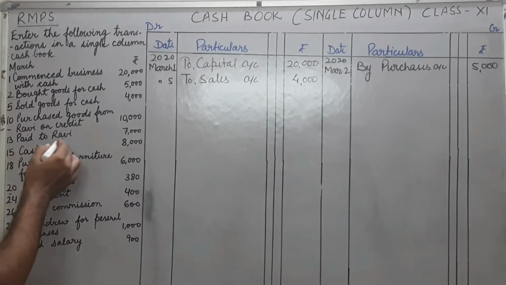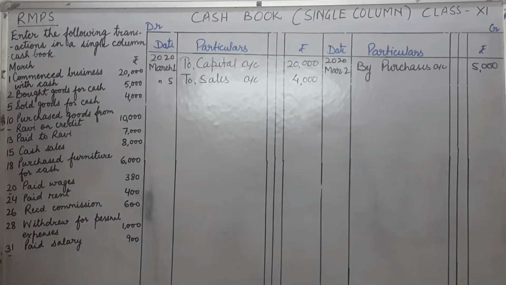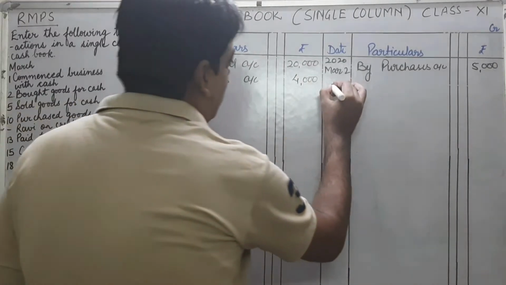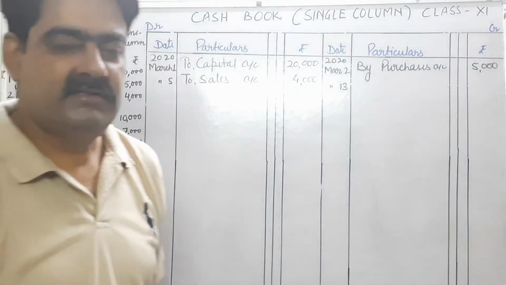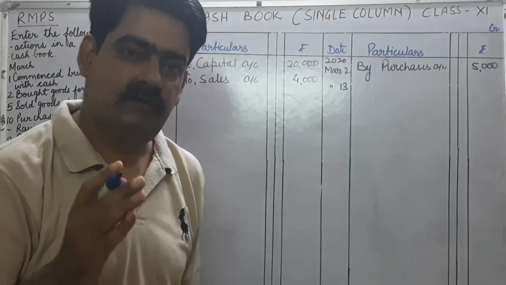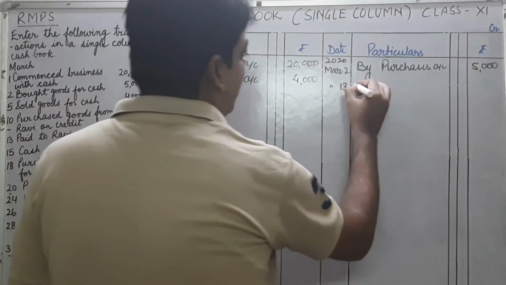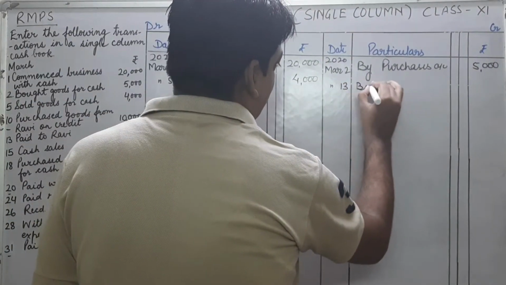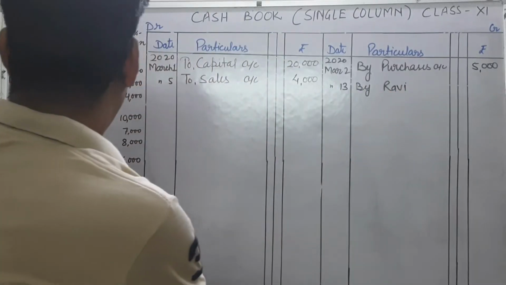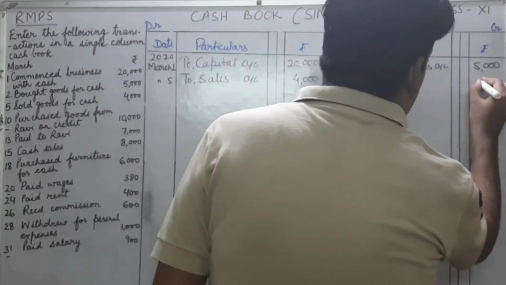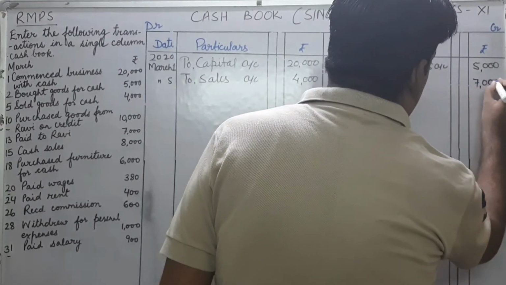Next is paid to Ravi. This is payment to Ravi on March 13. We are paying amount to Ravi. Simple journal entry will come, that is Ravi debit to cash. So in payment side, that means in credit side, we will write by Ravi, and see how much amount we are paying. We are paying 7,000 rupees to Ravi.